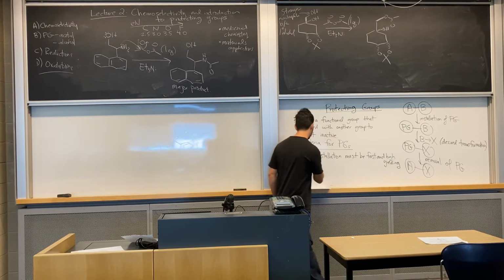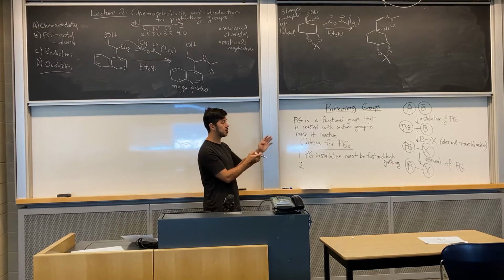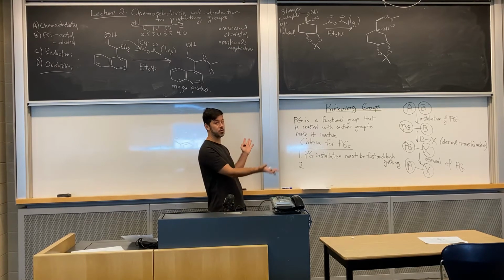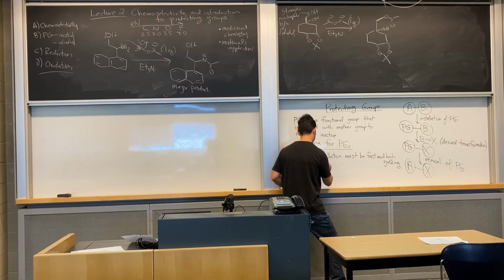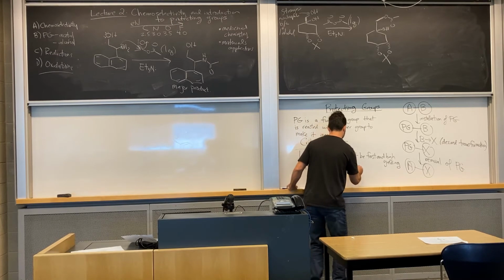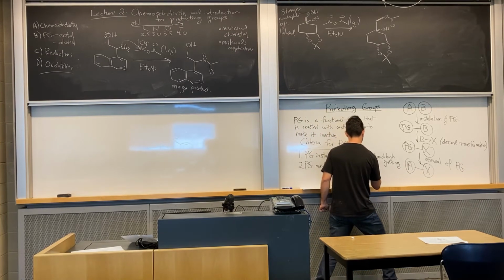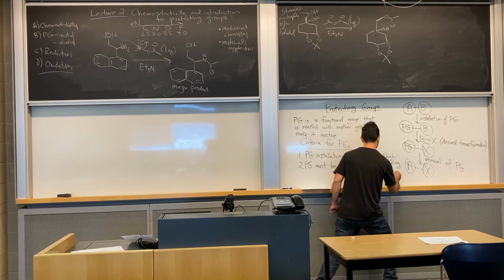Okay, number two, your protecting group must be resistant to the conditions for the transformation. So obviously you don't want your protecting group to come off or to cross-react with whatever conditions you're using. So the protecting group must be inert to the desired transformation conditions.